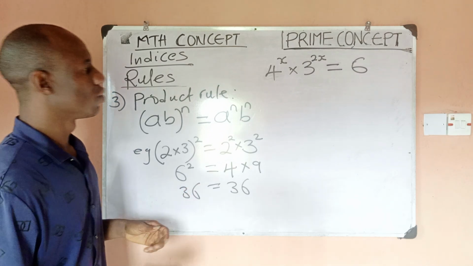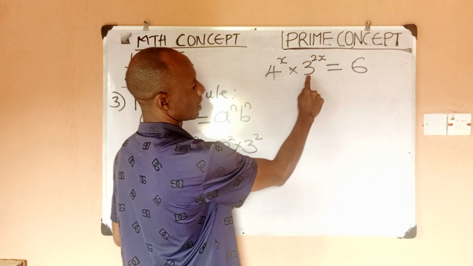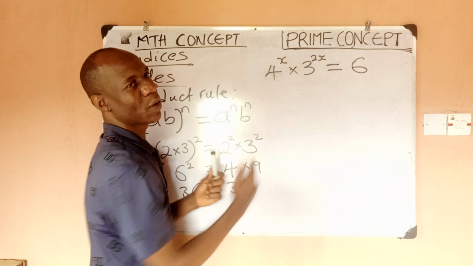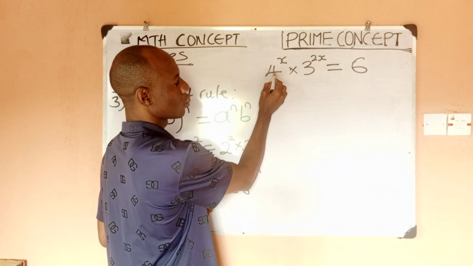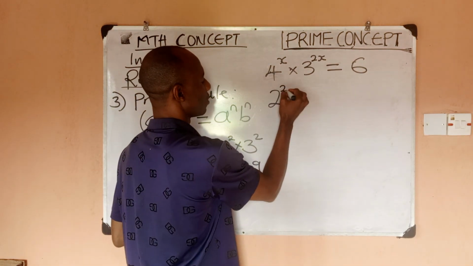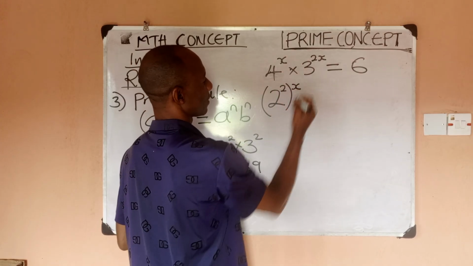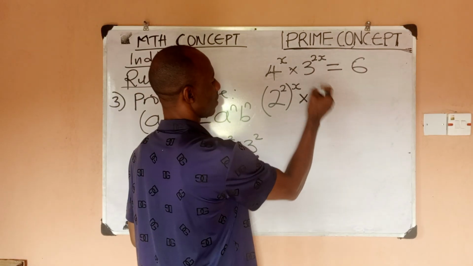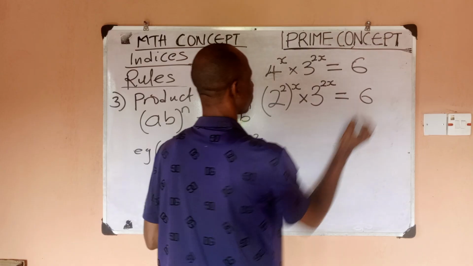Very quickly, you would notice that the power of this 4 is x, the power of this 3 is 2x. Now, is there a way I can get a common power? Of course, very possible. So you notice that 4 can be written as 2 raised to power 2. So I would have 2 raised to power 2, which is for 4, right? Yes, then I would have x, though I've not mentioned this rule, but it's very simple. So times, what do I have now? 3 raised to power 2x. This is equal to 6.